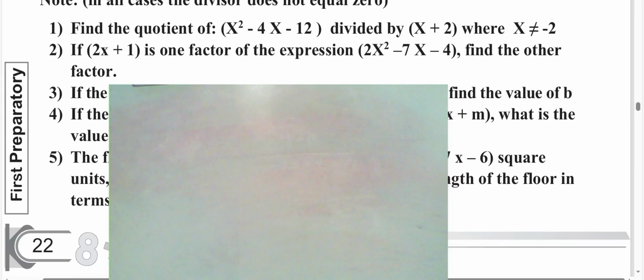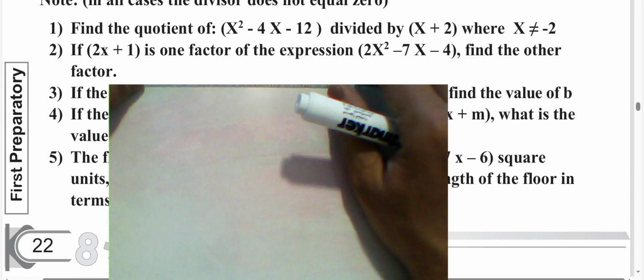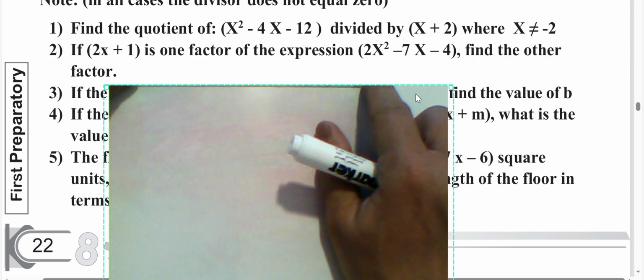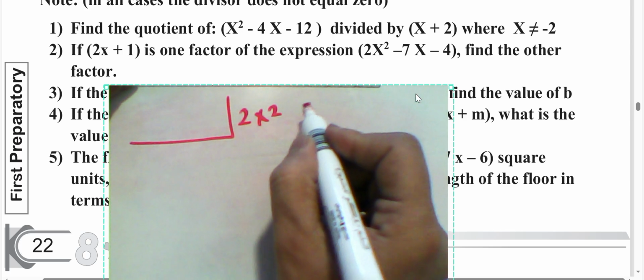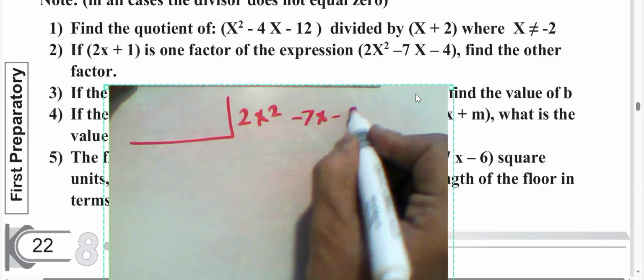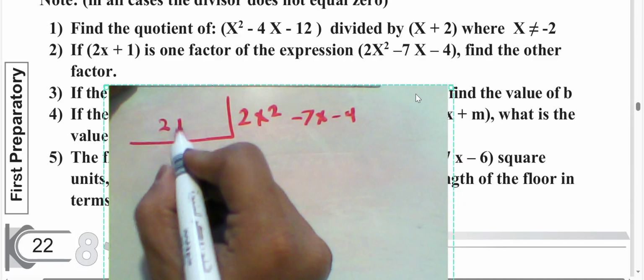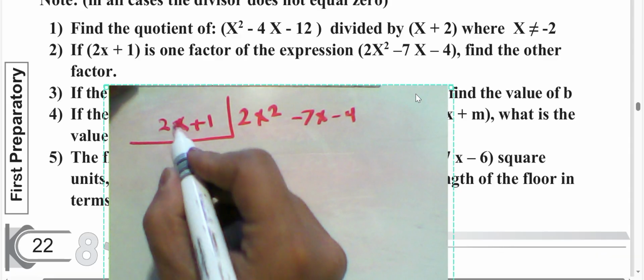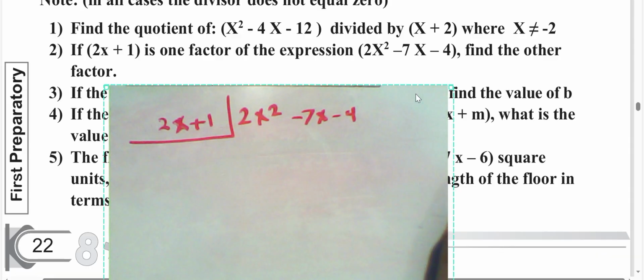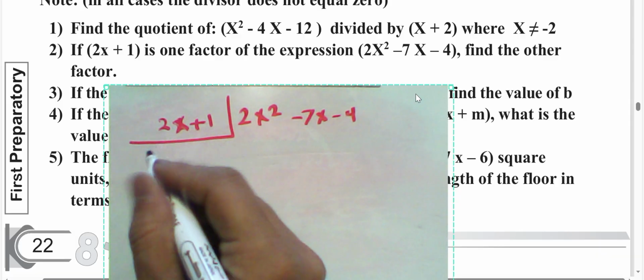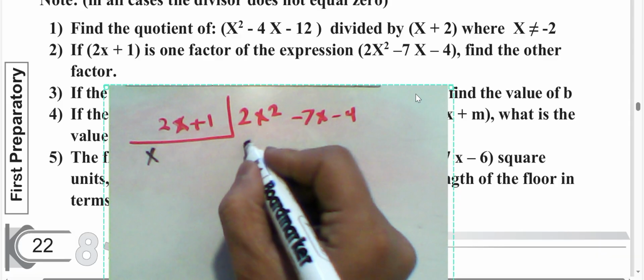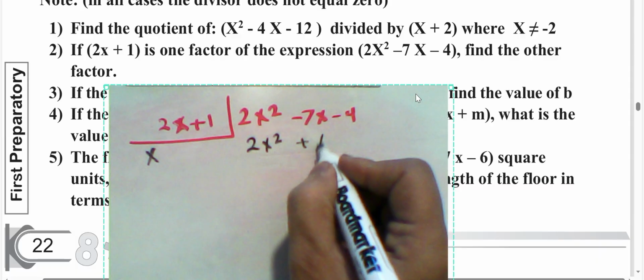Next question. 2x plus 1 is one factor of the expression 2x power 2 minus 7x minus 4. Find the other factor. 2x power 2 minus 7x minus 4 divided by 2x plus 1. 2x power 2 divided by 2x equals x. X times 2x will be 2x power 2. X times 1 will be x.